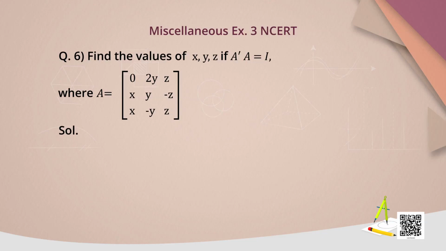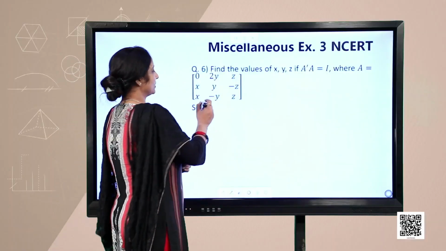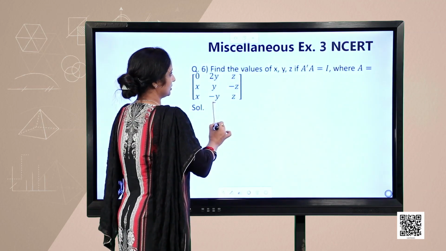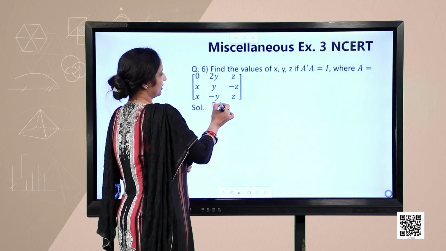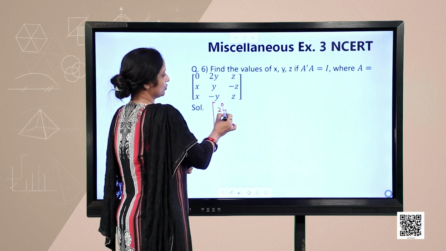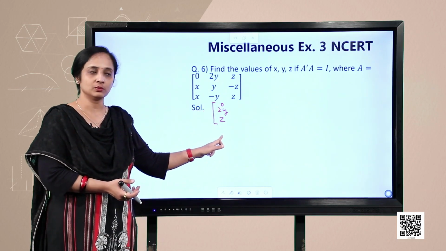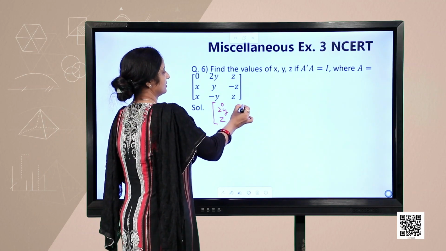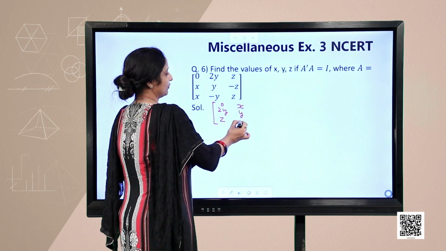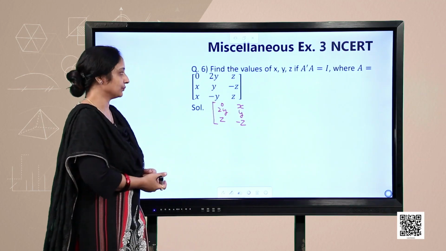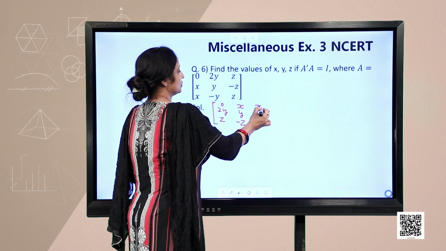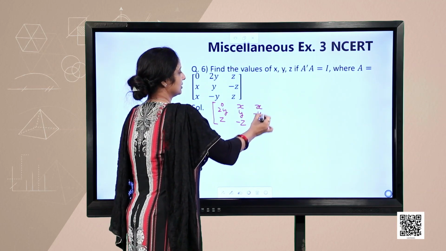Now, you are supposed to find out the values of x, y, z, the unknowns, if you are given A transpose A is equal to identity matrix. This question is from miscellaneous exercise of NCERT. So, you have to multiply these two matrices of third order. So, I am writing transpose of A here: 0, 2y, z. Our process is same. R1 has been made column 1. After that, R2 will be written as column 2. Then R3, that means row 3 will be written as column 3.